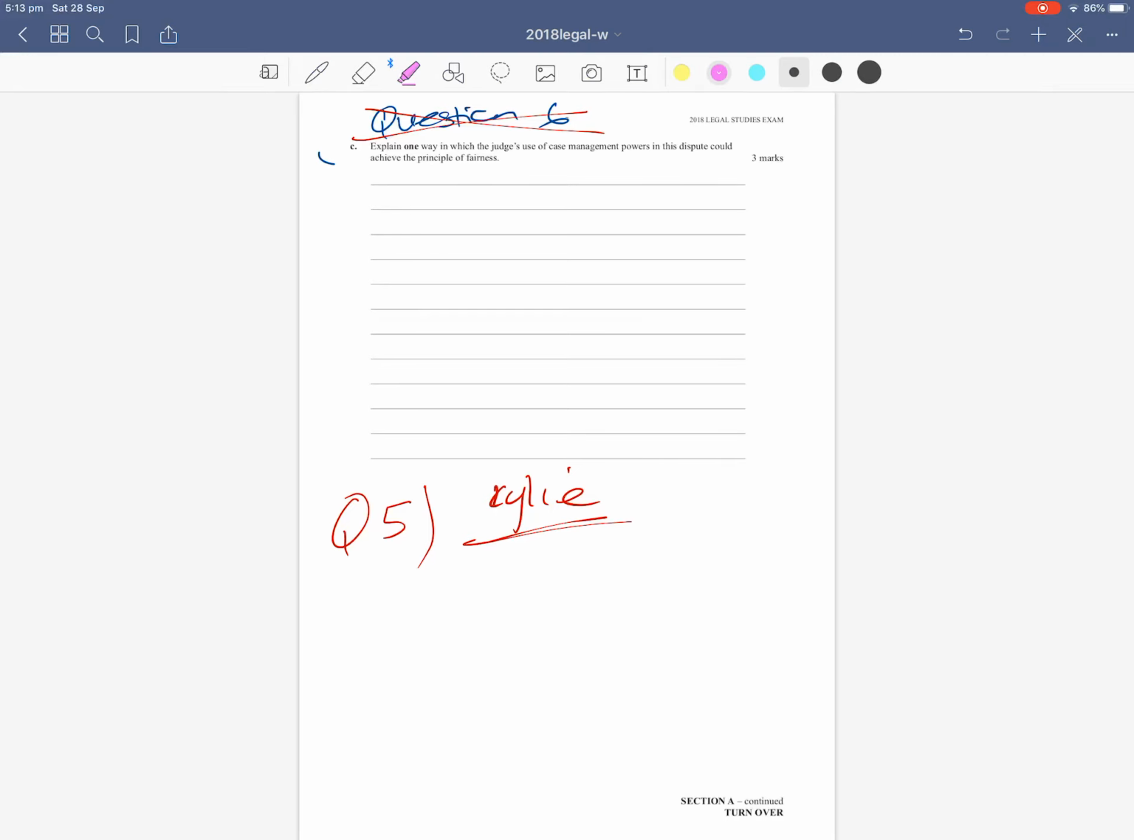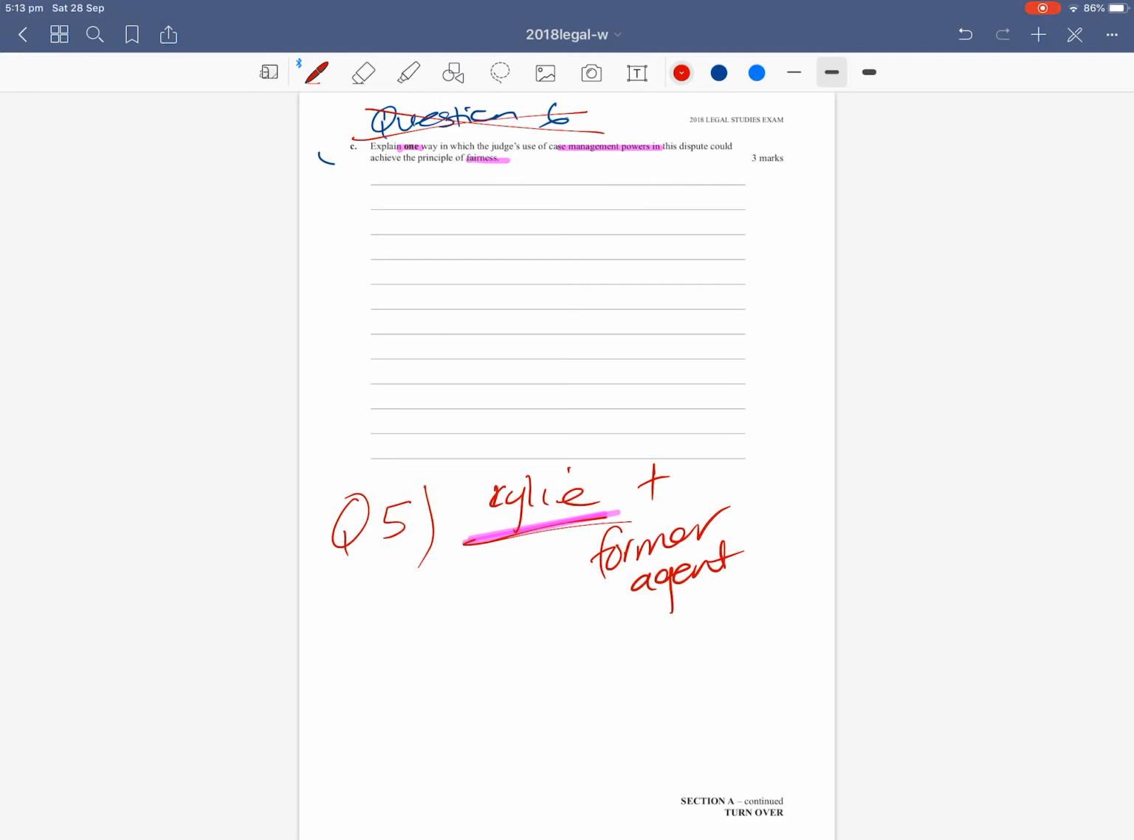So explain one way in which the judge's use of case management powers in the dispute could achieve the principle of fairness. So remember in the previous question how they wanted access? Here they've specifically said fairness again. What I mean by that is they're specifically telling you to link to this. Don't link to all three of them. We don't really care about that. We want you to tell us, for example, how does the power to order mediation uphold fairness? And remember to mention her name and her former agent. That's the defendant.